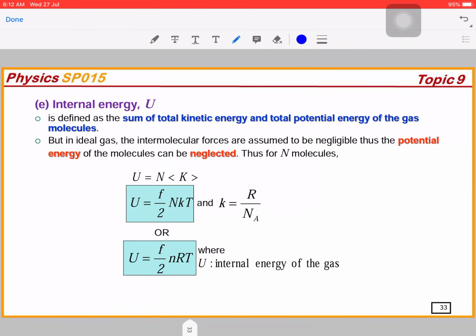Next, internal energy U. Internal energy is defined as the sum of total kinetic energy and total potential energy of the gas molecules. But in an ideal gas, the intermolecular forces are assumed to be negligible. Thus, the potential energy of the molecules can be neglected. Thus, for N molecules, U is equal to f over 2 NkT, or U is equal to f over 2 nRT. Remember, f is the degree of freedom.